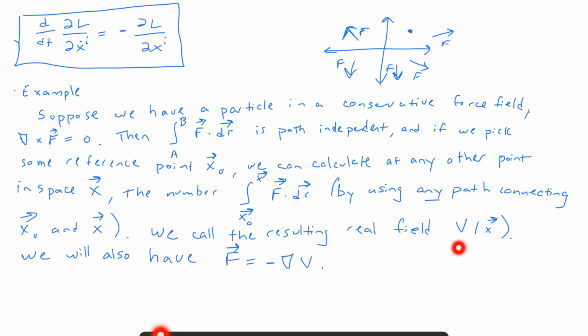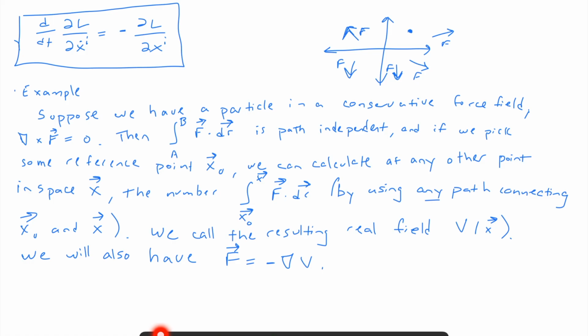That's usually symbolized by V or U. In this case, I use V of x. So we just have another real scalar field called V of x. All this is the potential. Many people may laugh and say, obviously I know what the potential is, I'm used to that from quantum mechanics, but that's actually what it is.